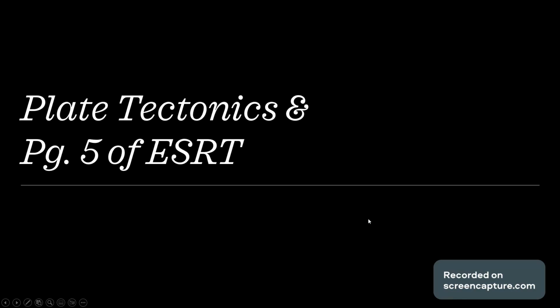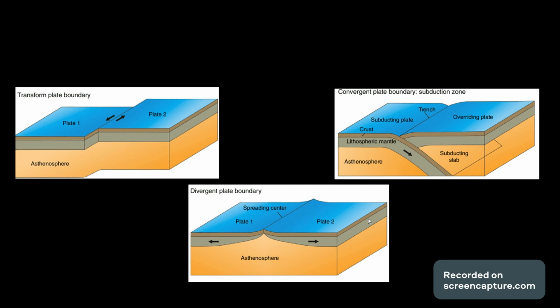Hi everyone. Today I want to talk a little bit about plate tectonics and page 5 of the ESRT. So, to begin, we're going to have three different kinds of plate boundaries. We are going to have transform, divergent, and convergent plate boundaries. So, in this video, I'm going to take you through each one as well as where to find them around the world.